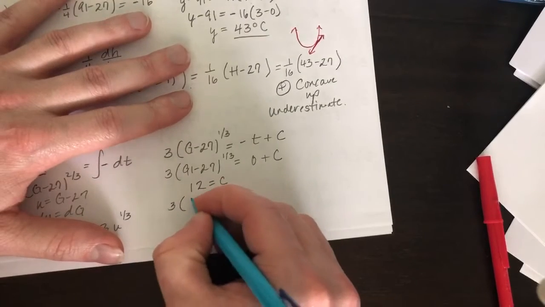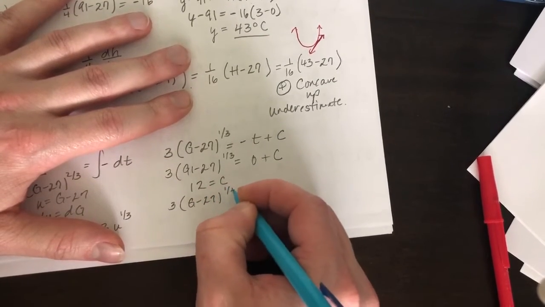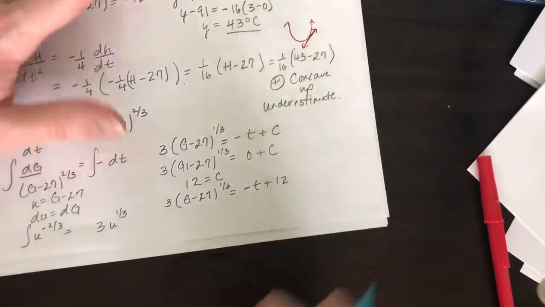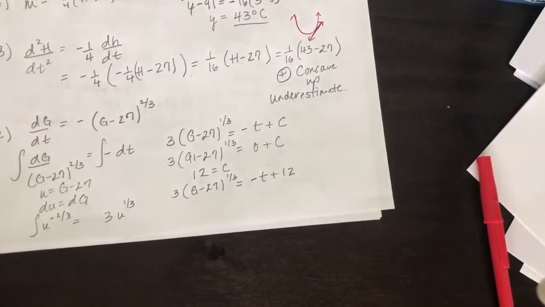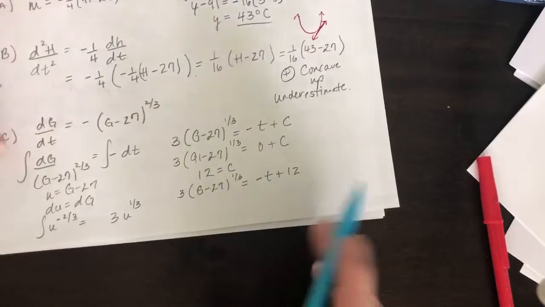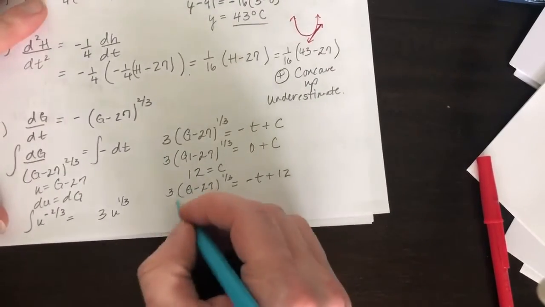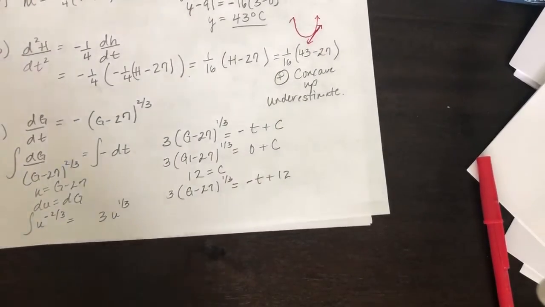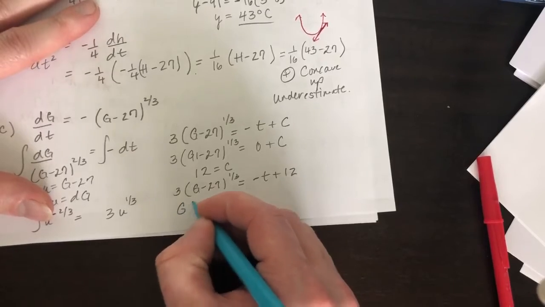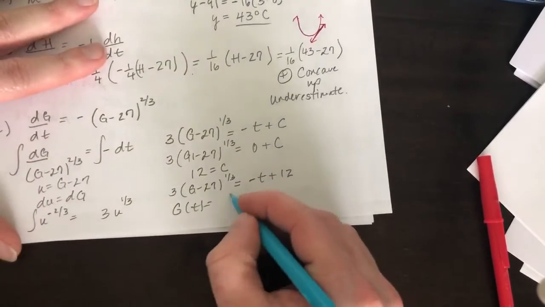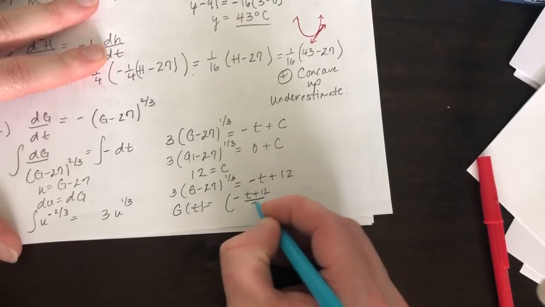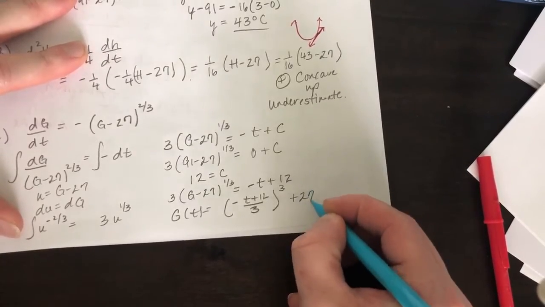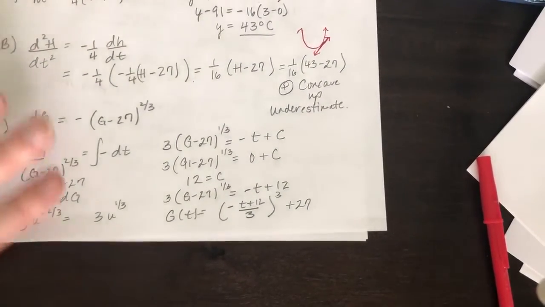And so we're given this, and then we have to solve for g. We're going to divide both sides by 3, or multiply by 1/3. Then we're going to cube both sides to get rid of the cube root. And then we're going to add the 27. So g of t equals negative t plus 12, over 3, cubed, plus 27. And that is our solution to the differential equation.